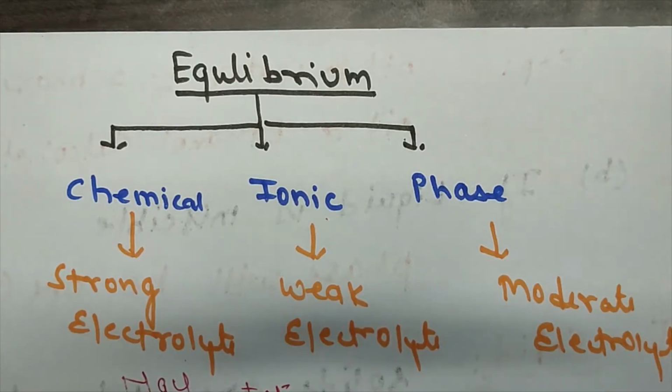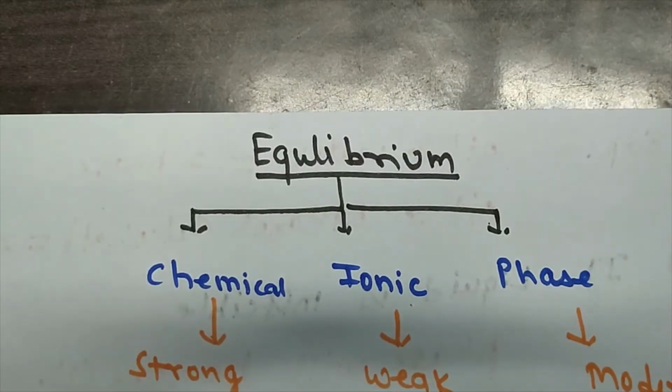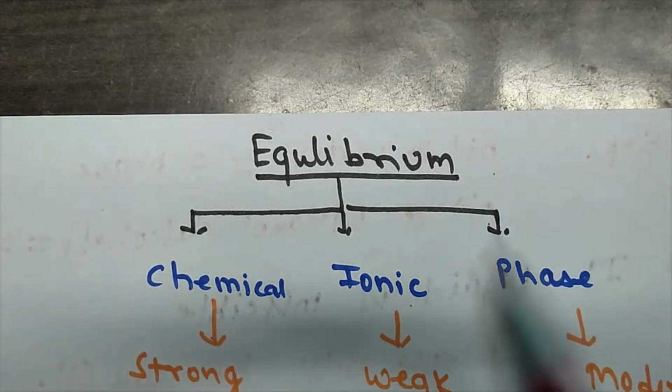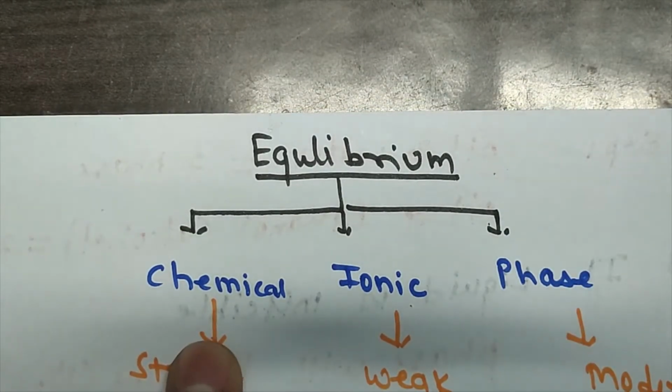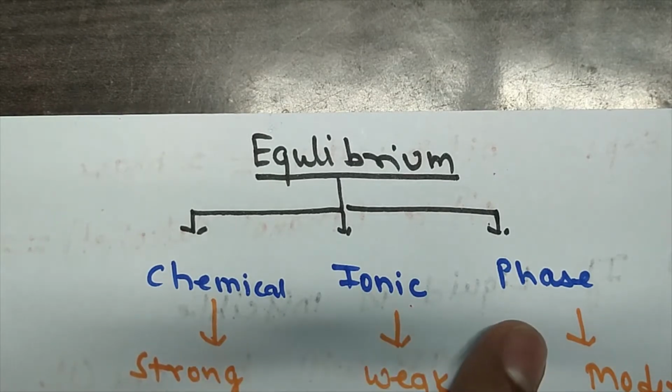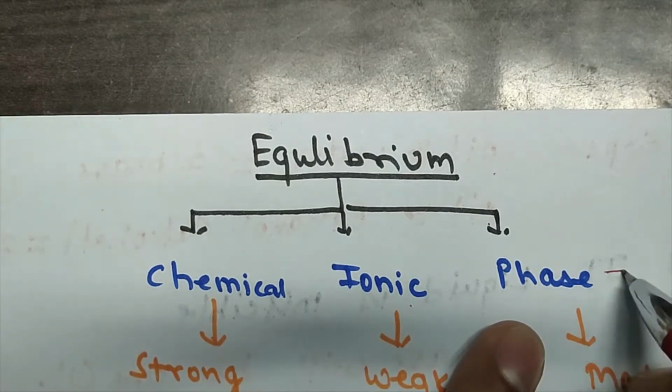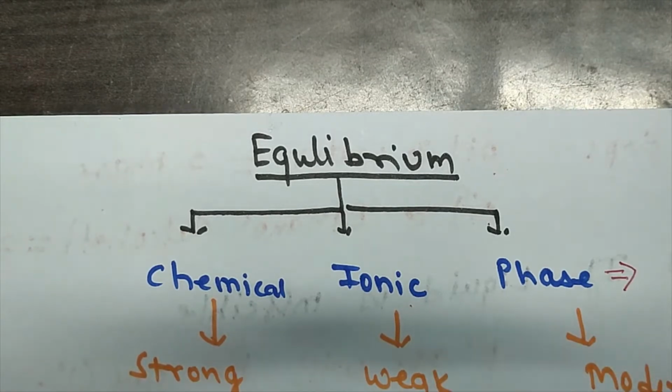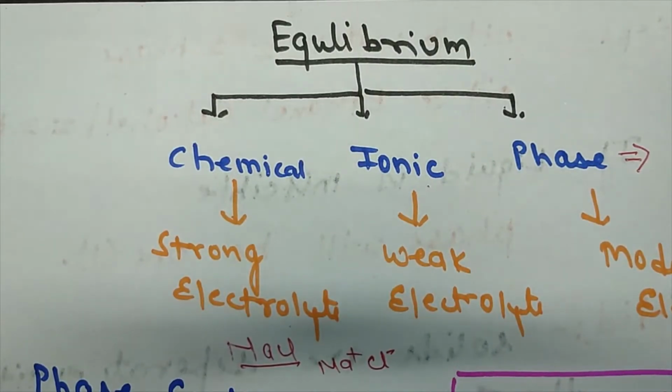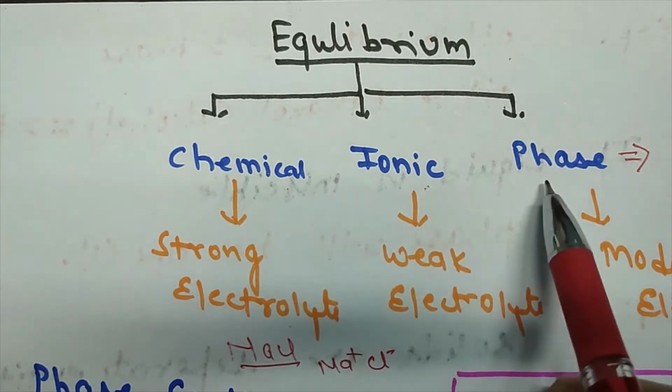Today I am going to discuss phase equilibrium. But before we discuss phase equilibrium, I want to discuss something about equilibrium. Equilibrium is actually divided into three parts: chemical equilibrium, ionic equilibrium and phase equilibrium. Today I am going to discuss phase equilibrium, but before that I want to tell you about the chemical, ionic and phase equilibrium.